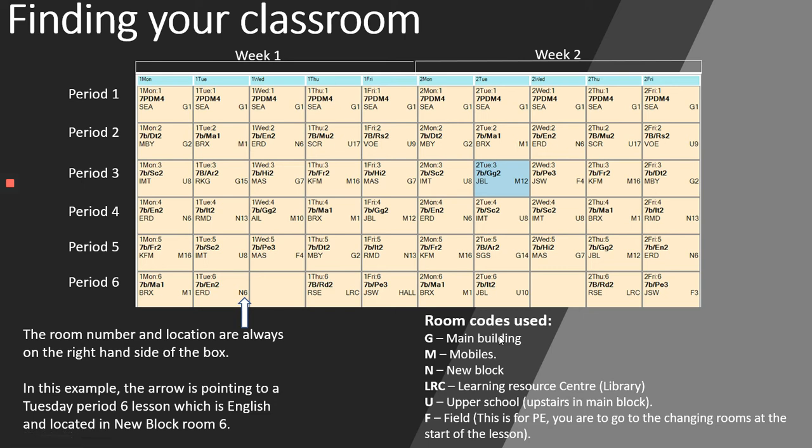When you have a PE lesson, if it says on your timetable F, this means that you may be on the field for this lesson. Please do not head straight to the field. Go to the changing rooms and get changed first. Then your teacher will tell you where you are to go.